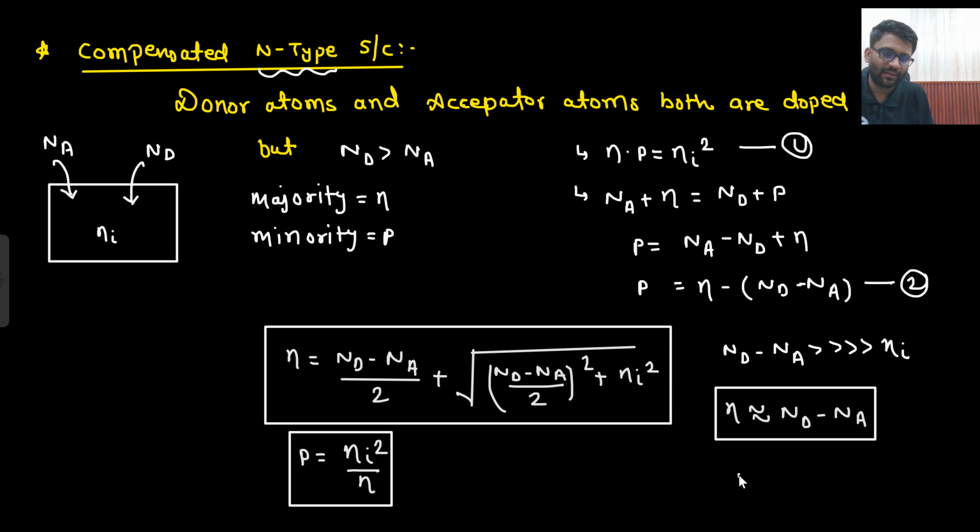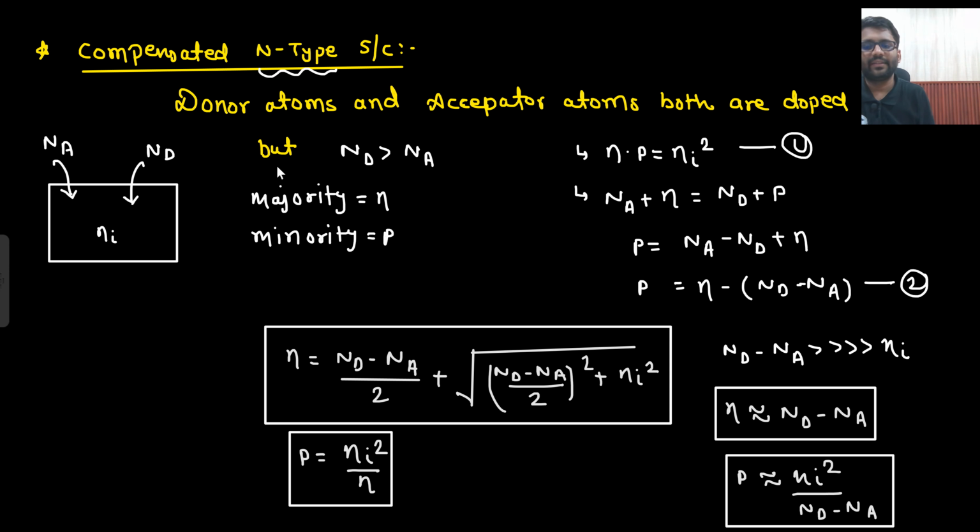And what about the holes? That would be Ni square by Nd minus Na. There you go. Similarly, there will be compensated p-type semiconductor as well. I don't think it is tough to remember. Very easy. Compensated n-type, compensated p-type. That means both donor and acceptor atoms are there. Since it is n-type, donor atom is more. So directly I can write down the formula. Nd minus Na divided by 2 plus under root Nd minus Na divided by 2 whole square plus Ni square.